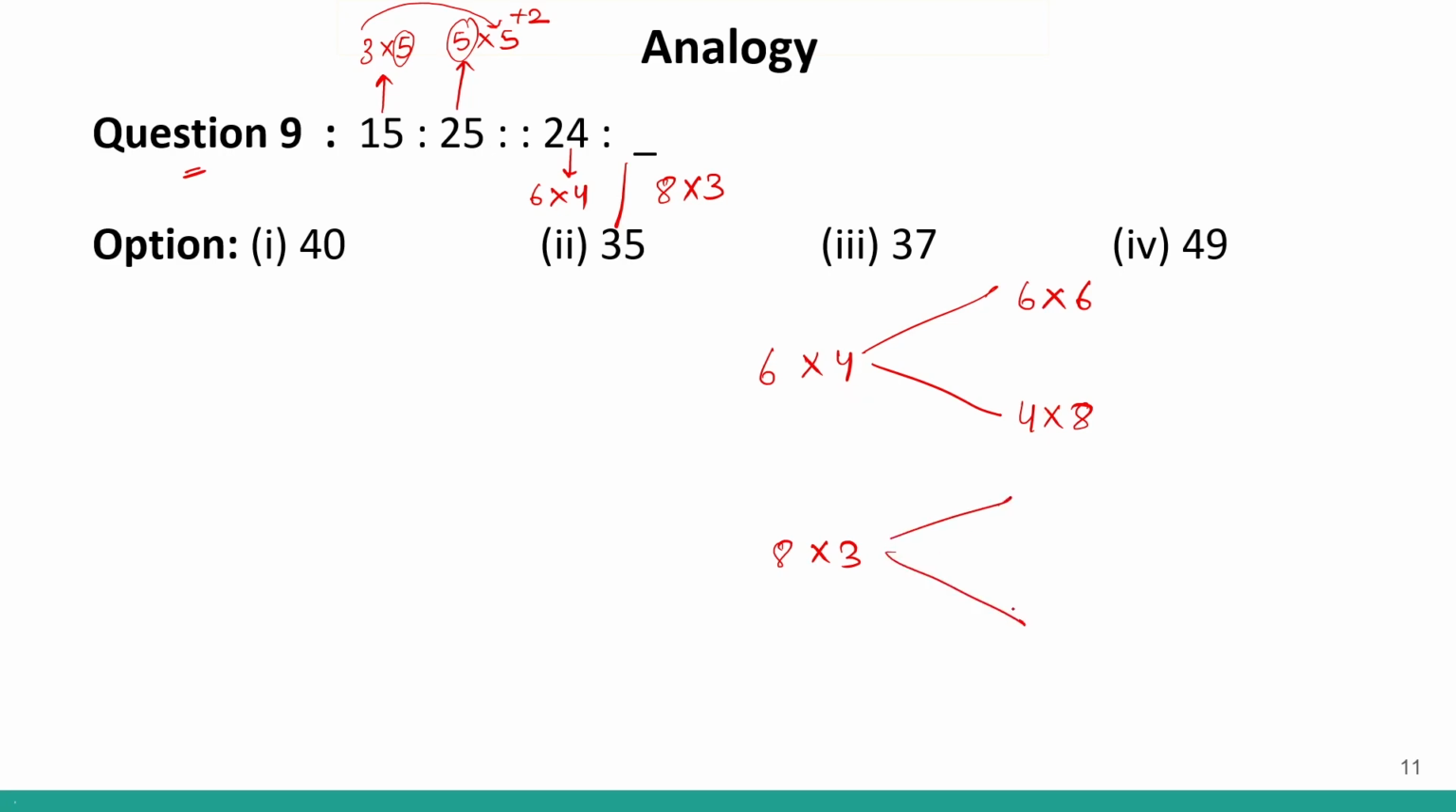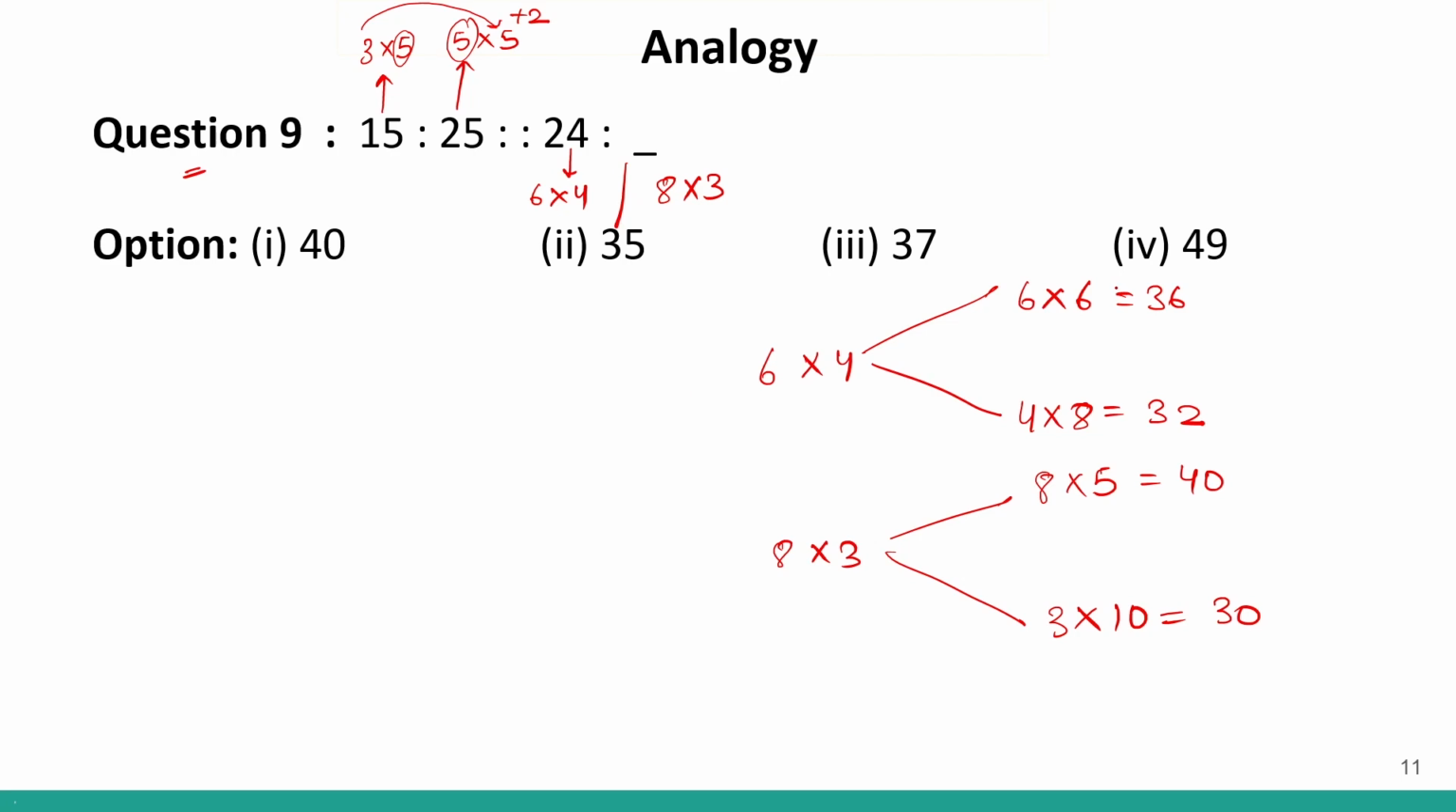Similarly, over here also 2 possibilities arise. If we take 8 common, it will be 8 into 5. And if we take 3 common, it will be 3 into 10. Correct? Because we are adding 2. So in this case, it will be 36. In this case, it will be 32. In this case, it will be 40. And in this case, it will be 30. So now I have 4 possibilities. It could be 36, 32, 40 or 30.